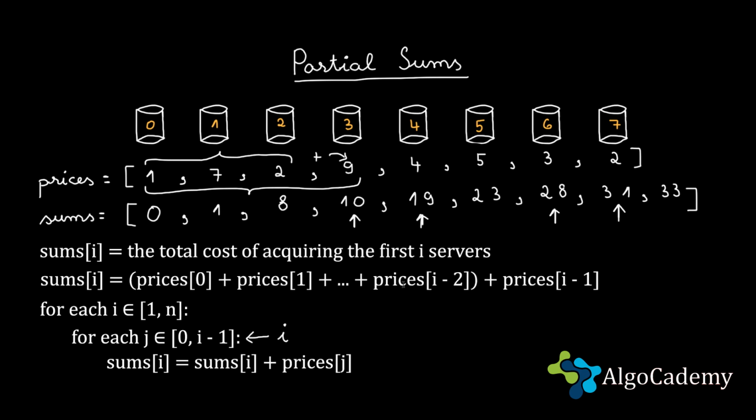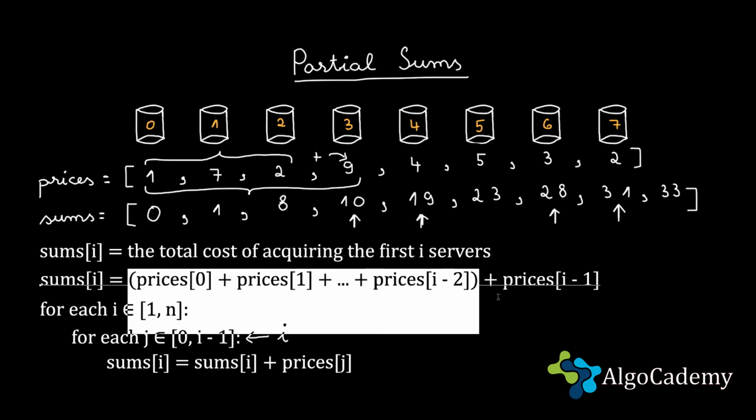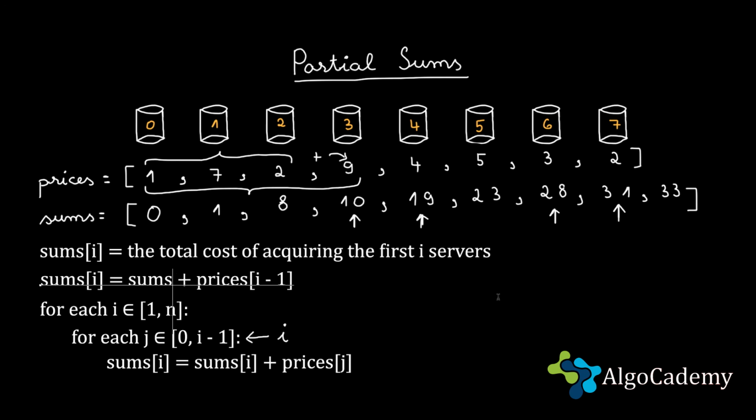And I already know this sum, because this is obviously the sum of the first I minus 1 integers. So instead of this, which is a total of I minus 1 additions, I only can write this, which is, of course, getting one value. And this is constant, right? So, supposing that, this is very important, supposing that when I want to compute sums of I I've already computed sums of I minus 1, I take that value and increase it by prices of I minus 1.